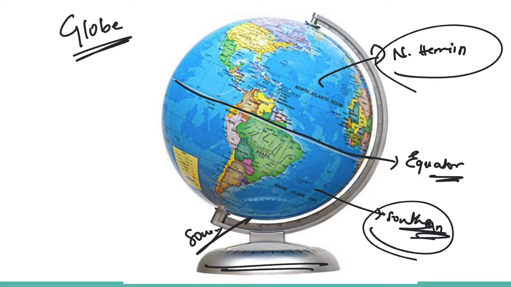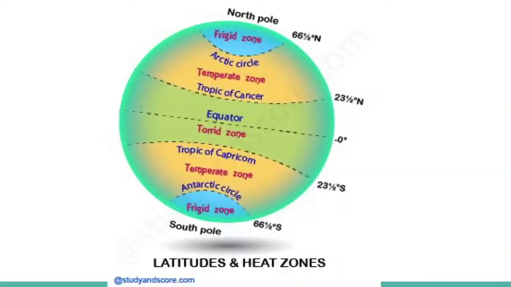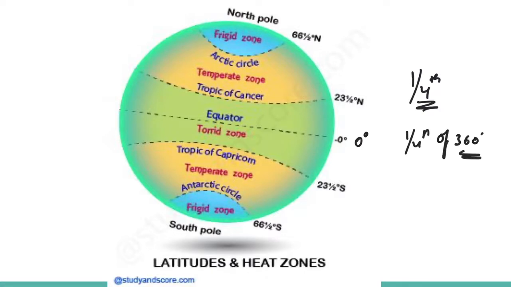All the parallel circles from the equator up to the poles are known as parallels of latitude. Latitudes are measured in degrees. The equator represents 0 degrees, and since the distance from the equator to either of the poles is 1/4 of a circle round the earth, it will measure 1/4 of 360 degrees, and therefore it is 90 degrees. This 90 degrees north latitude marks the North Pole, and 90 degrees south latitude marks the South Pole.